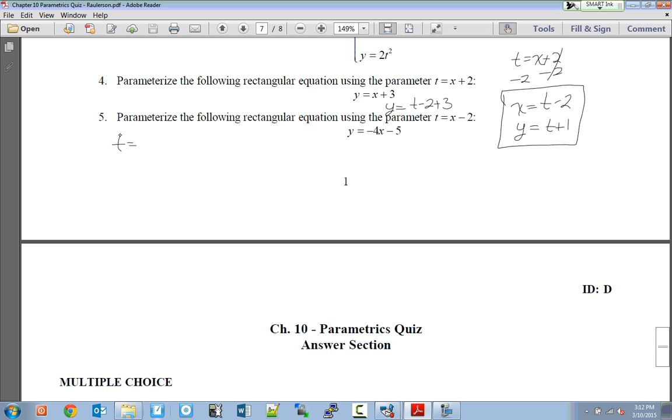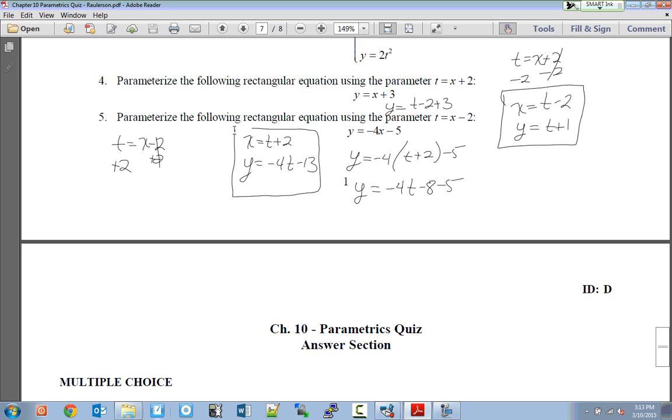Again, take your parameter and solve it for x or y, whichever variable is present. So plus 2, plus 2. So our first equation is x equals t plus 2. Substitute that in for the y. So we're going to have y equals -4 times t plus 2 minus 5. So that's going to be y equals -4t minus 8 minus 5. So we're going to have y equals -4t minus 13. All right, and that is your answer to number 5. X equals t plus 2, and y equals -4t minus 13.